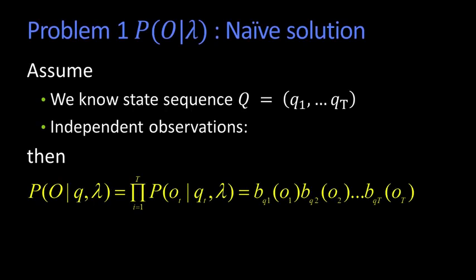So let's take a look at problem one. That is, what's the probability of getting the observation sequence given lambda, given an HMM? And so first I want to look at a naive solution, and then you'll see how the cool solution is so much better than the naive solution.